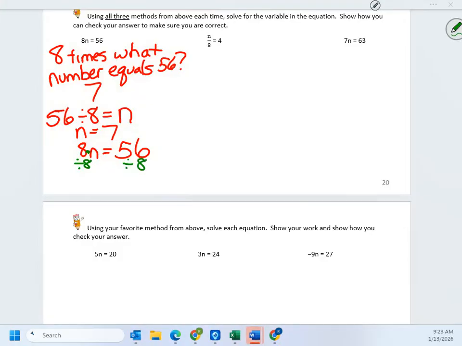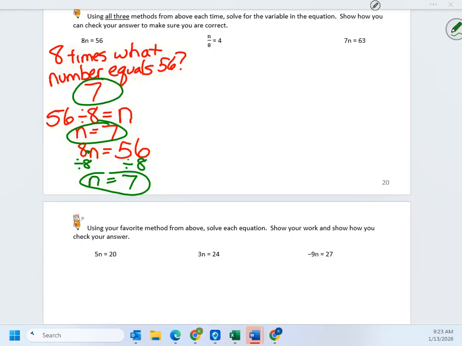Notice how I'm setting it up right underneath the equation. So I can say 8 divided by 8 is 1. 1 times n is just n. That's what I'm working down to, n by itself. What does n equal? 56 divided by 8 is 7. Look at that. I got n equals 7 for all 3 methods.